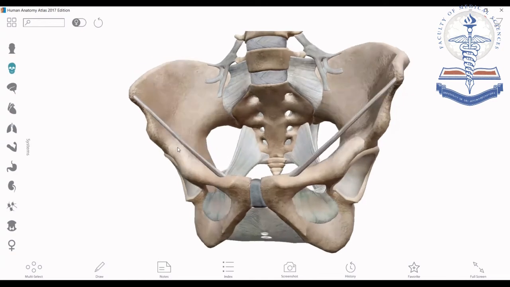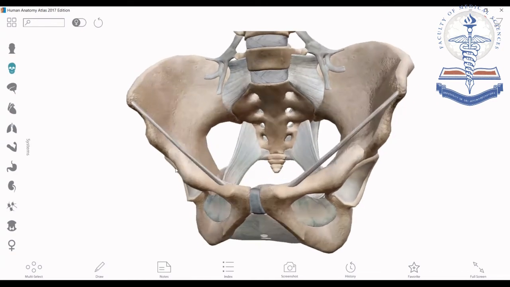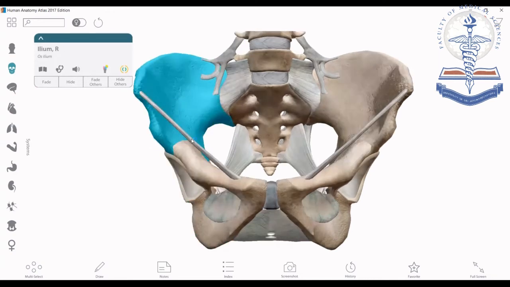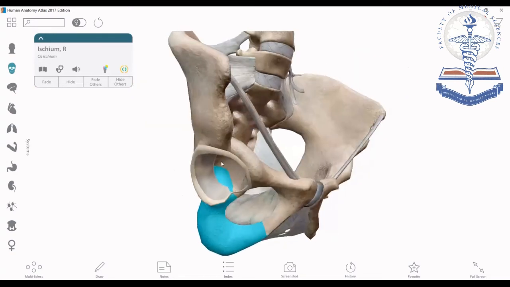When we are looking at the bony pelvis, and especially the hip bone, we will find this hip bone is made out of three separate bones. This is the ilium, this is the pubis, and this is the ischium. All three bones come and attach with each other at the center of the acetabulum, which is displayed here.